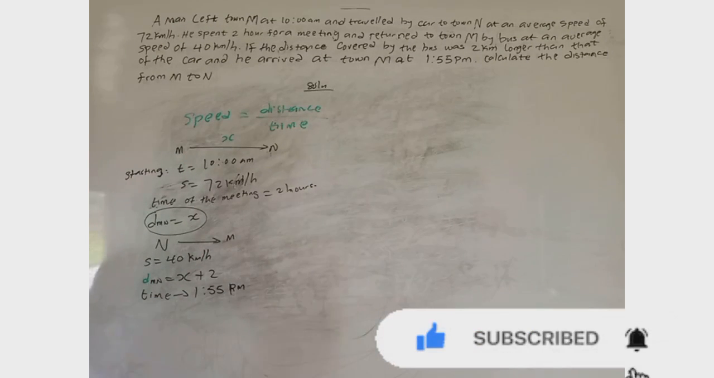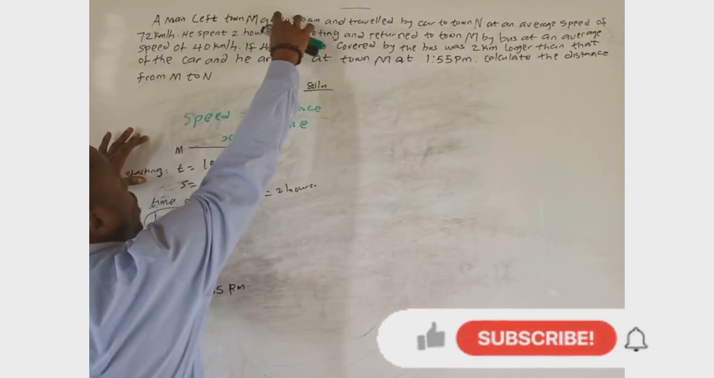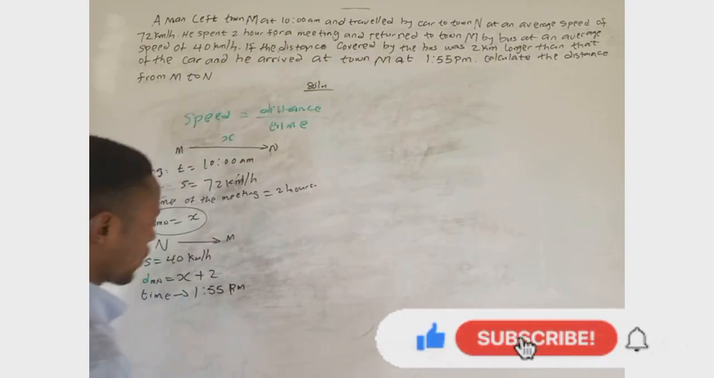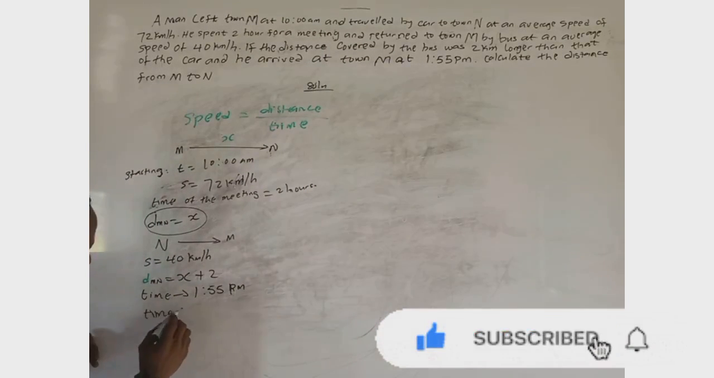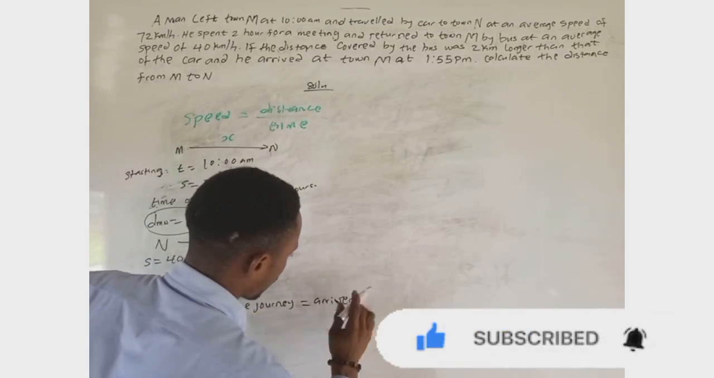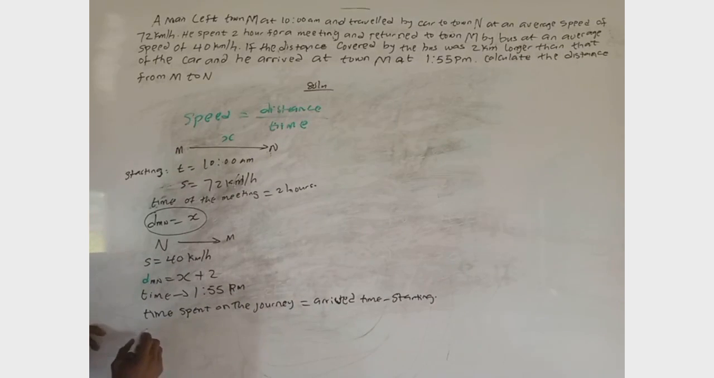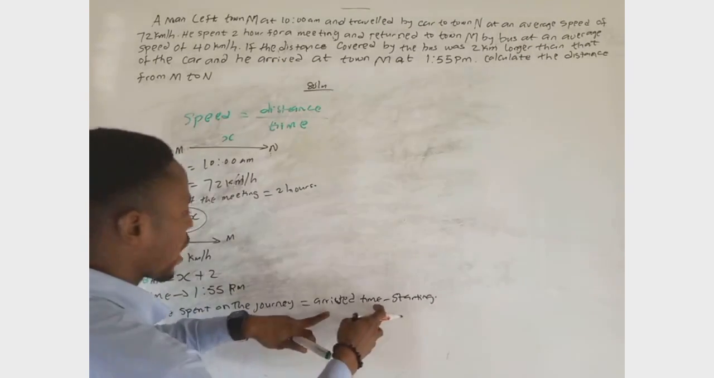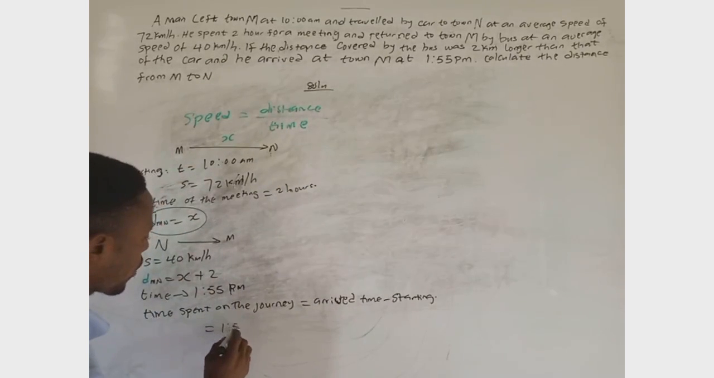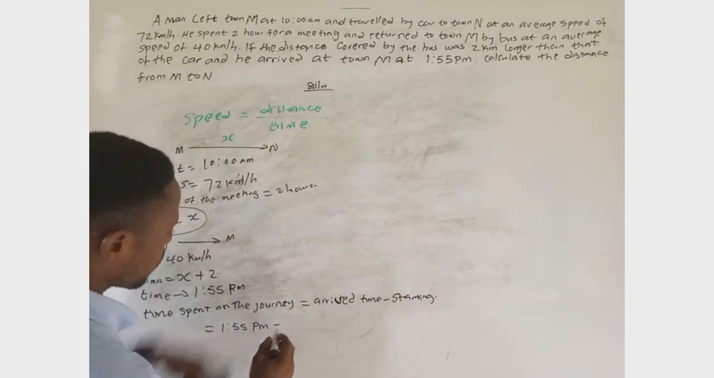So the time spent on the journey is the starting time, which is 10 a.m., subtracted from the arrival time. So let's do the calculation of the time spent on the journey. It is equal to the arrival time minus the starting time. Here now, the time spent is equal to our arrival time, which is 1:55 p.m., minus our starting time, which is 10 a.m.